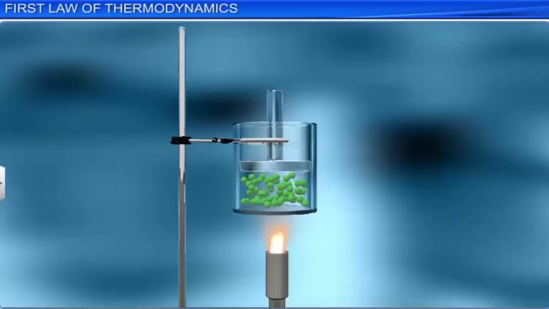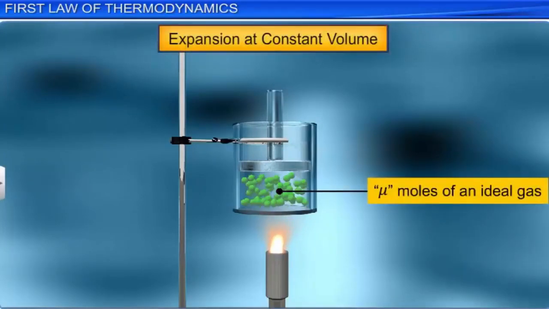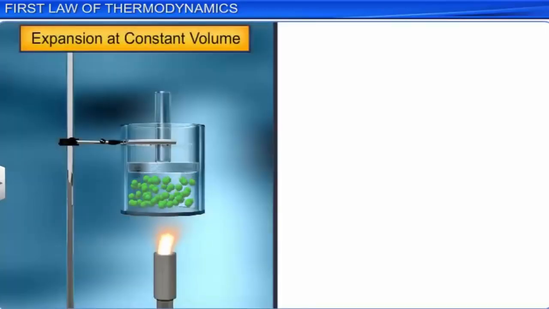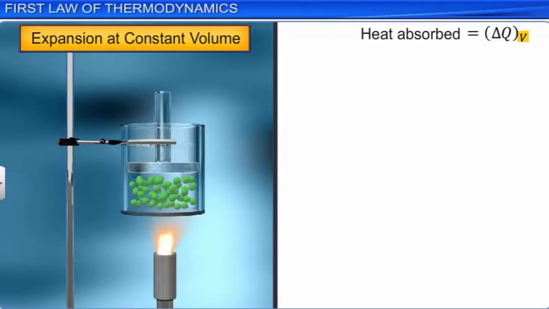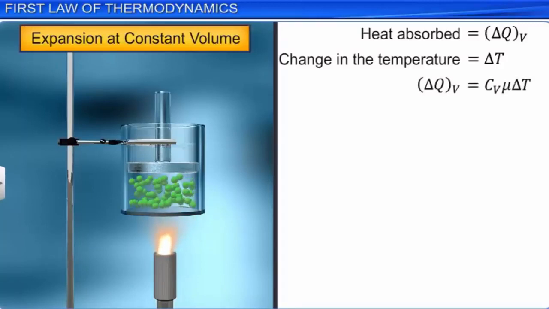Now, as a second case, let the same gas be heated at a constant volume. If the heat absorbed by the gas is delta QV, where the suffix V indicates that the heat is absorbed at a constant volume, and the temperature change is delta T, then delta QV is equal to Cv into mu into delta T, or delta QV by delta T is equal to mu into Cv. Let this be equation 5.